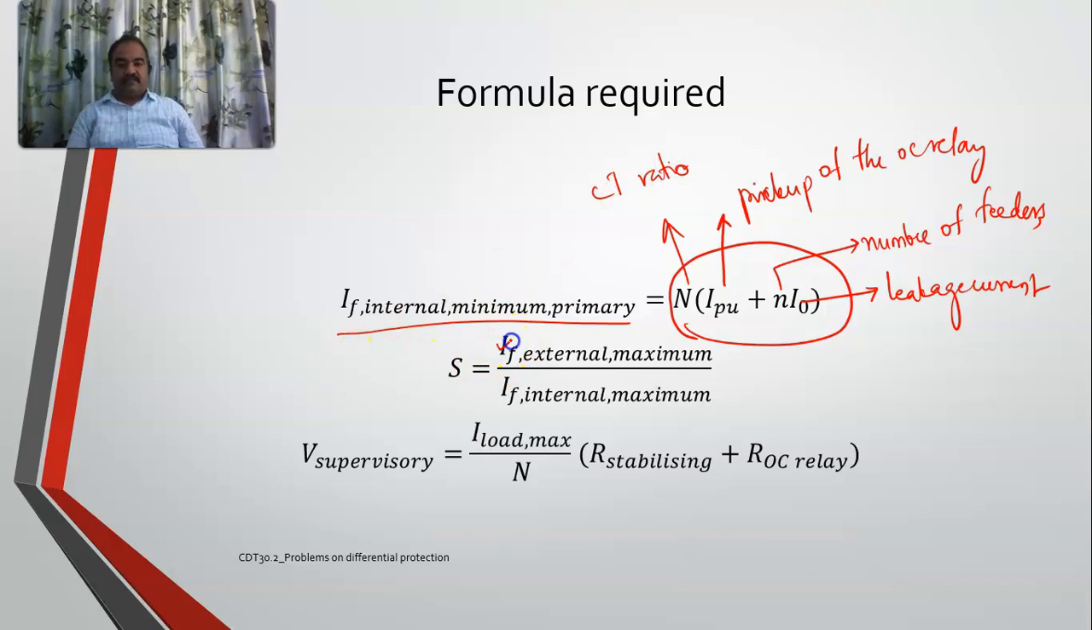Then the ratio of the external maximum fault current and the minimum internal fault current which will be detected is called the stability ratio.